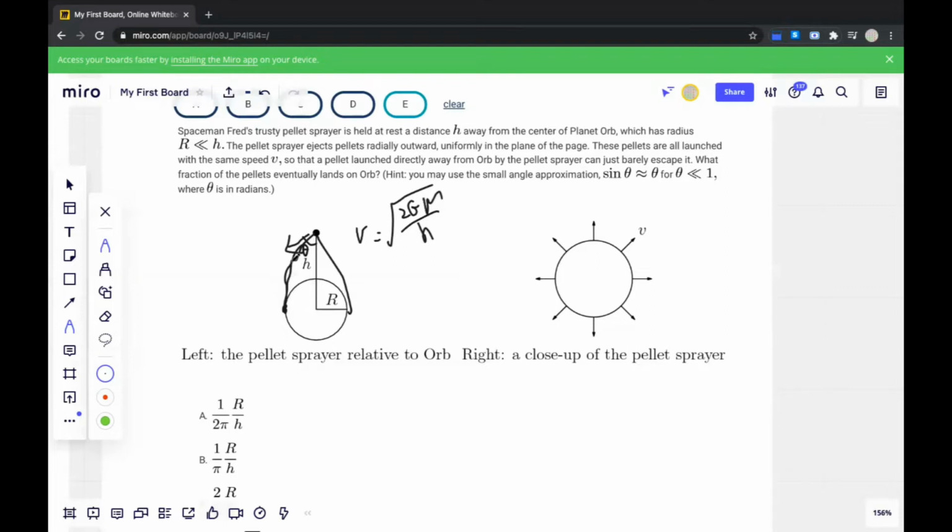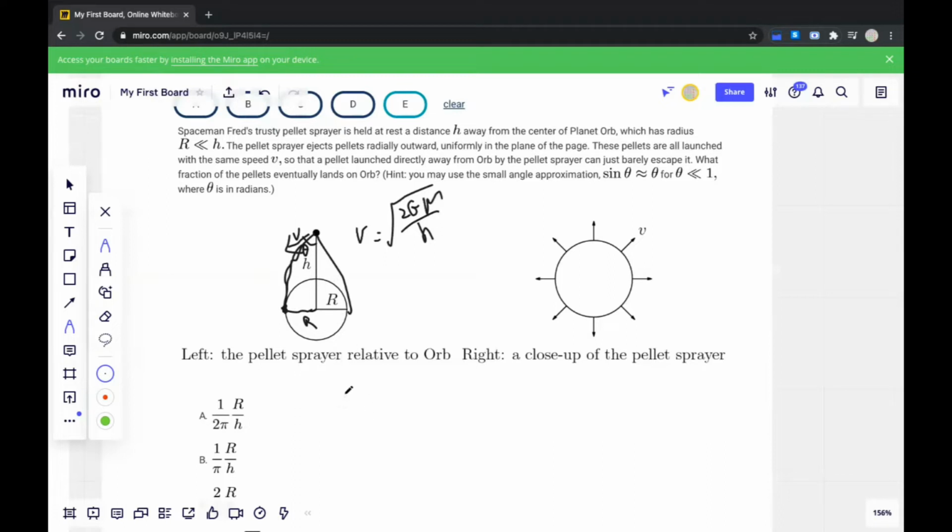So we need to find for what angle theta the pellet will become tangent to the planet at this point right here. So it's going to be a distance r from the center and a height h. And there's multiple ways we can do this. The first way that I can think of is by using conservation of angular momentum and conservation of energy. So let's say that it's being shot out at velocity v at angle theta, and it reaches a distance r from the center of the planet.